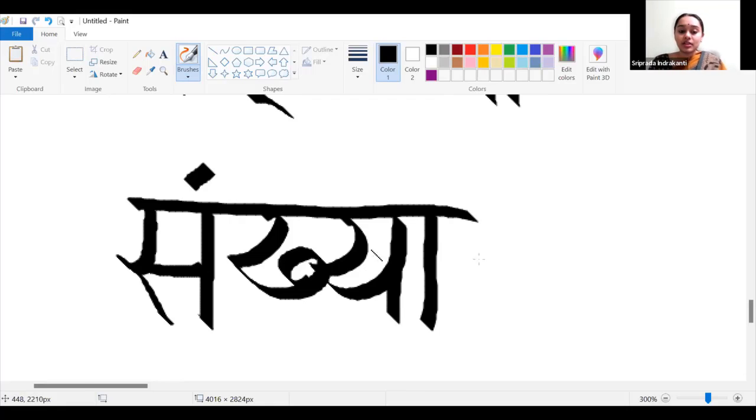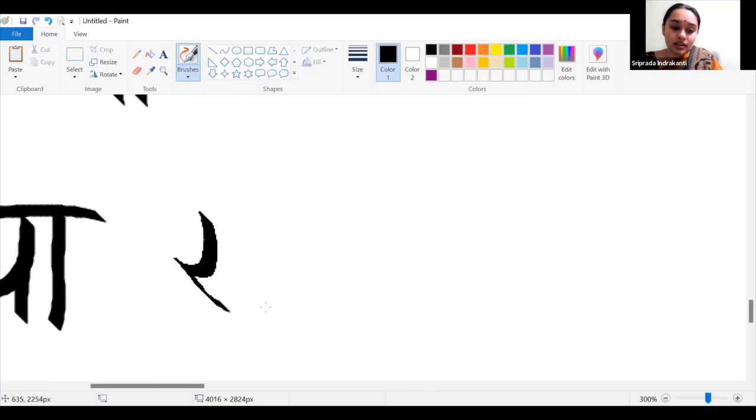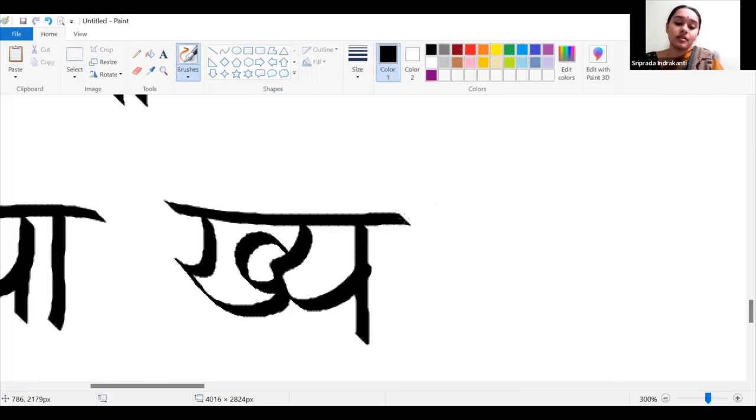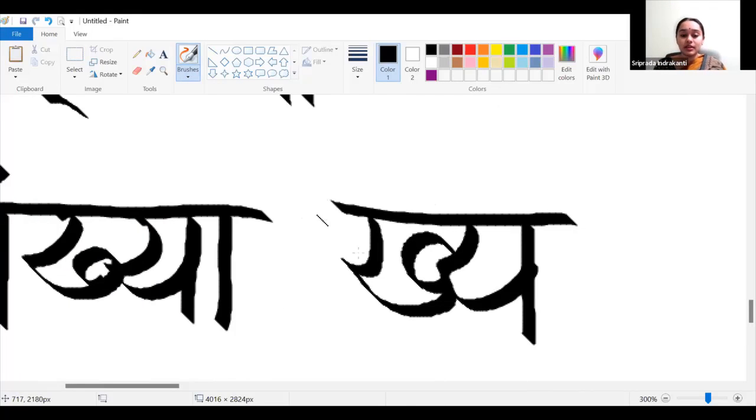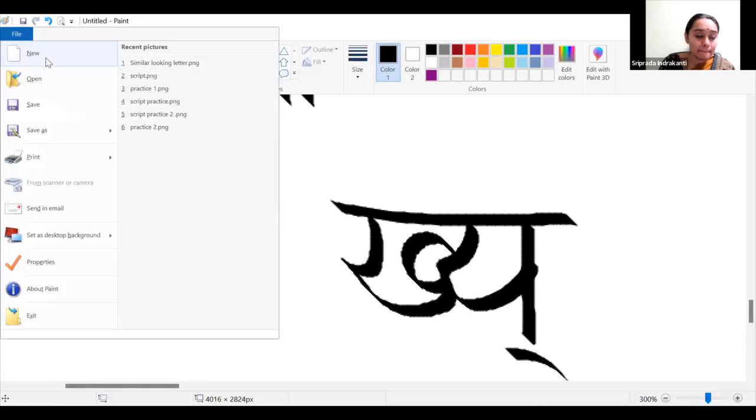Sankhya. So here as well, observe the k is half and the y is a full. That's what we need to see here. Now we move on to the next type.